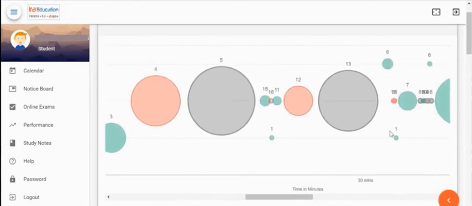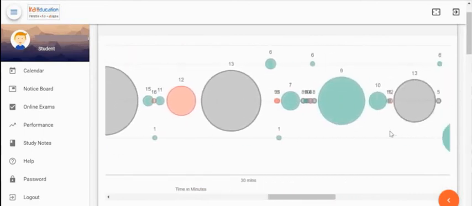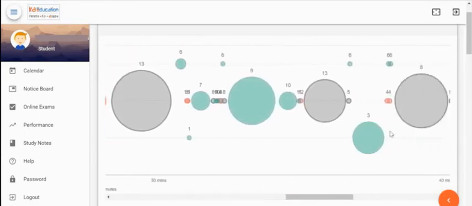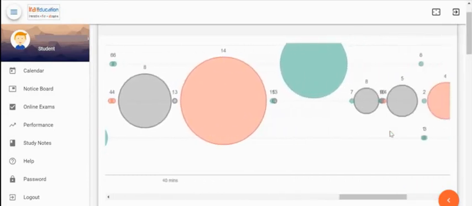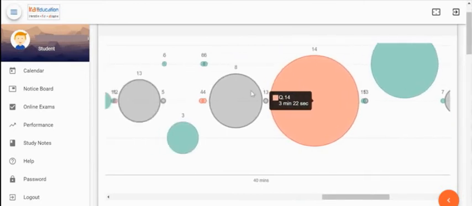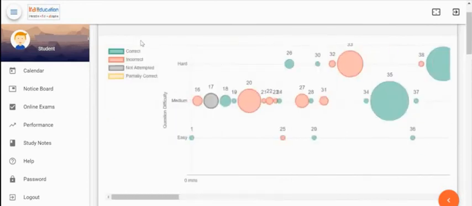So here, we see the time analysis of the examination per question. Here, green stands for a correct answer and red for incorrect. On hovering on the bubble, we see the amount of time taken for that particular question. The questions are arranged in an easy, medium, and hard manner to help the user analyze how much time he has spent in each category. Clicking on the question bubble also displays the question with detailed answer.